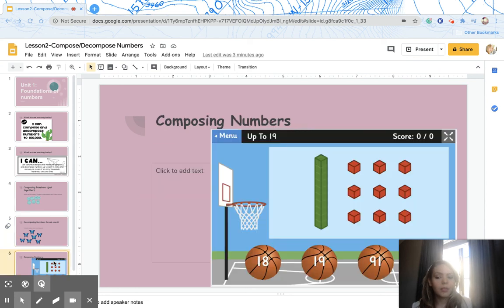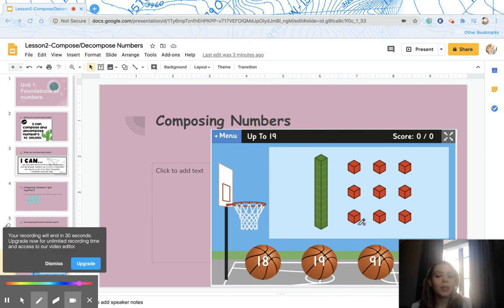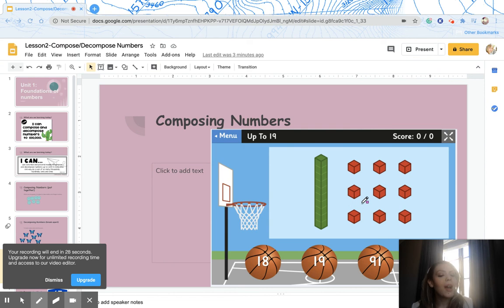All right, let's move on to the next slide. As an example, we are going to compose numbers, and we're going to use our blocks that we used last time. I'll see you in the next video, and we're going to compose this time.